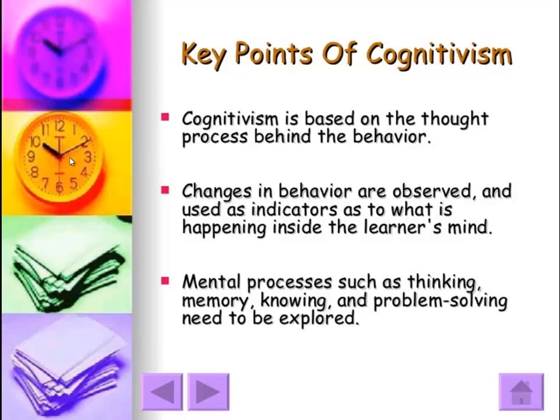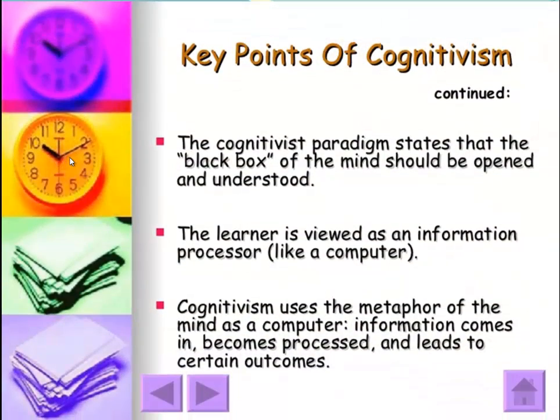There are some key points of cognitivism. The first one is cognitivism is based on the thought process behind the behavior. Changes in behavior are observed and used as indicators as to what is happening inside the learner's mind. The mental processes such as thinking, memory, knowing, and problem solving need to be explored. The cognitivist paradigm states that the black box of the mind should be opened and understood.